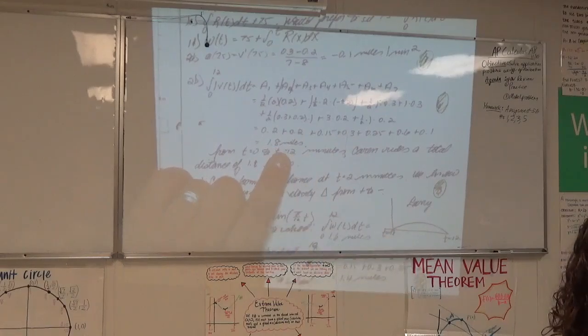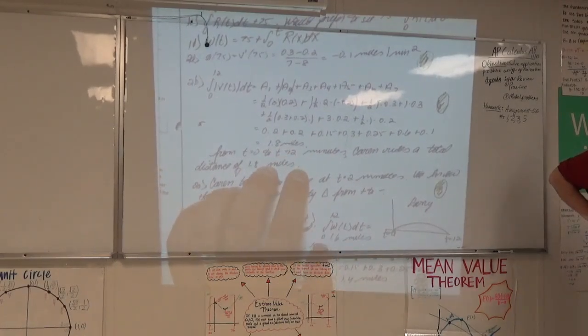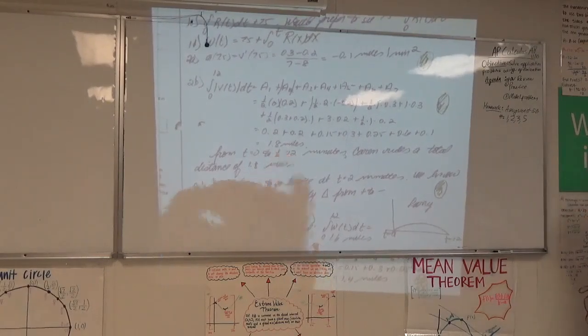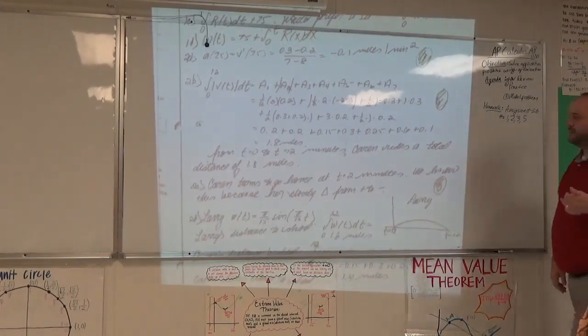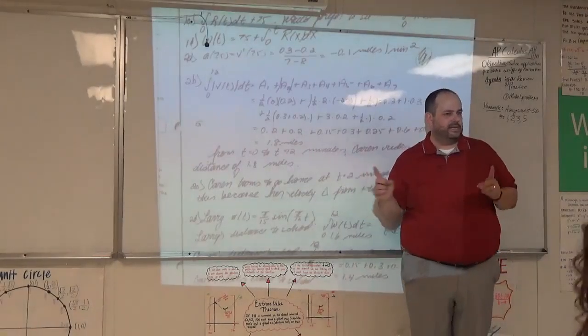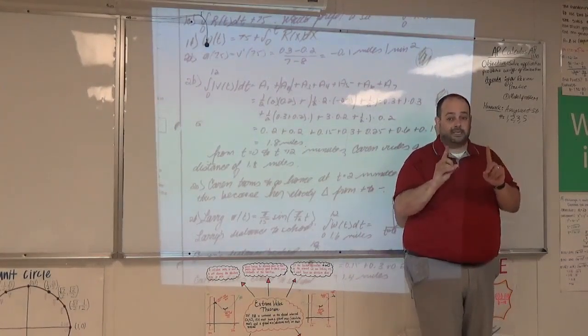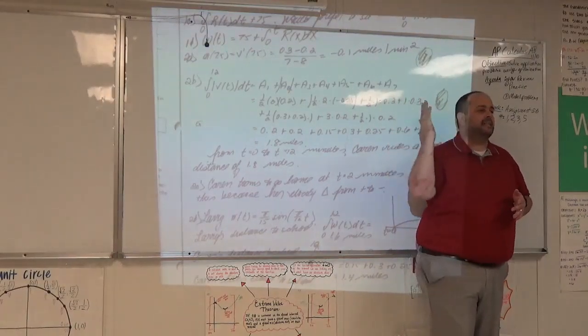What does that mean, though? What does that mean in terms of this problem? Myra, what does that 1.8 miles represent? From t equals 0 to 12 minutes, the total distance traveled. Okay, from t equals 0 to t equals 12 minutes, this is displacement or total distance? Total distance. If you're finding the area underneath the speed curve, it's total distance.